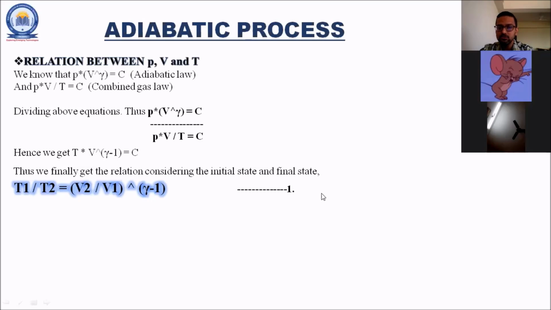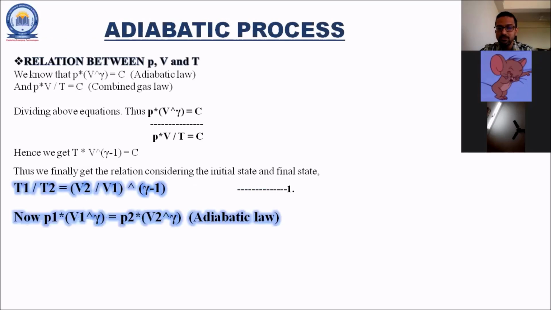Okay, fine. So now this is the relationship between temperature and volume. Let us proceed further in this derivation. We are already knowing the relationship between pressure and volume. Standard adiabatic law, that is P1 V1 raised to gamma is equal to P2 V2 raised to gamma. Now taking volume on one side and pressure on another side, I can write down V2 by V1 raised to gamma is equal to P1 by P2.